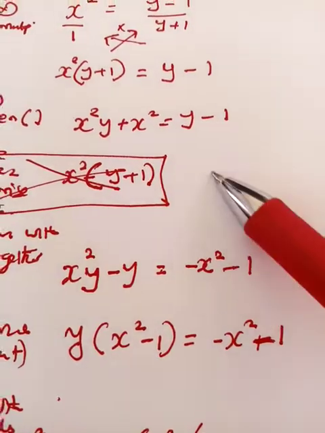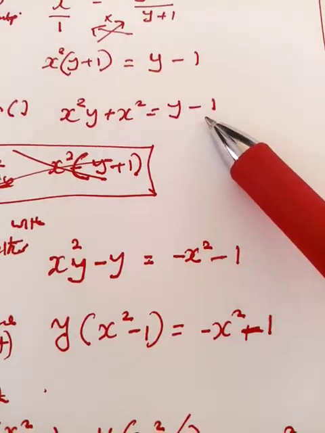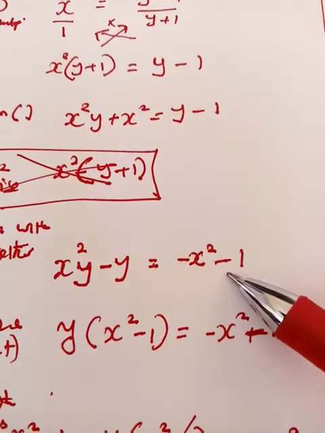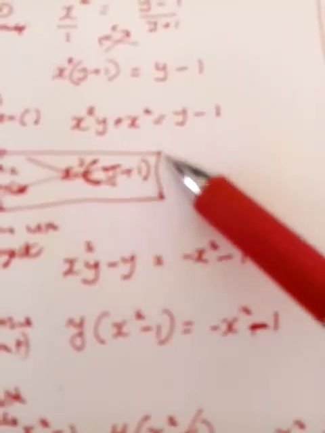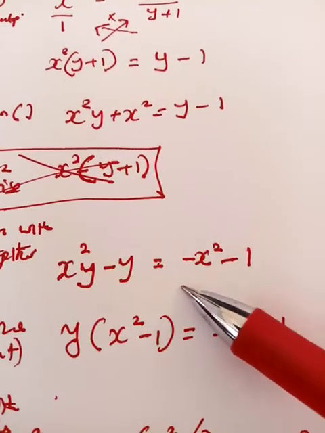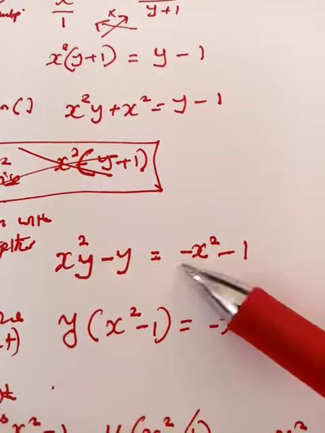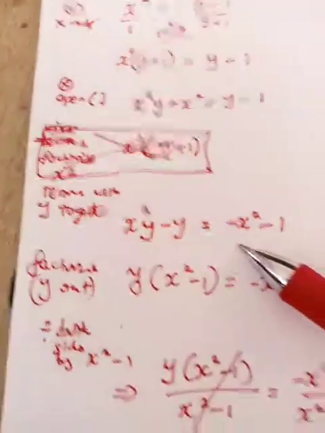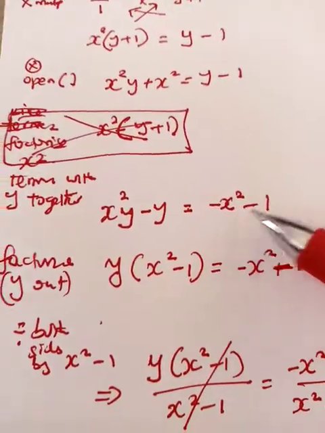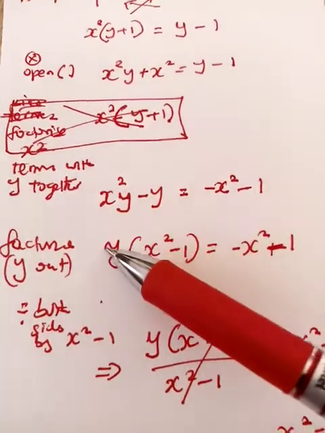Now recall, 1 here is negative, so it still maintains its sign, and the x squared is coming from the positive side, so it becomes negative. So negative x squared there. And so we have x squared y minus y is equal to negative x squared minus 1. So we've collected like terms together.